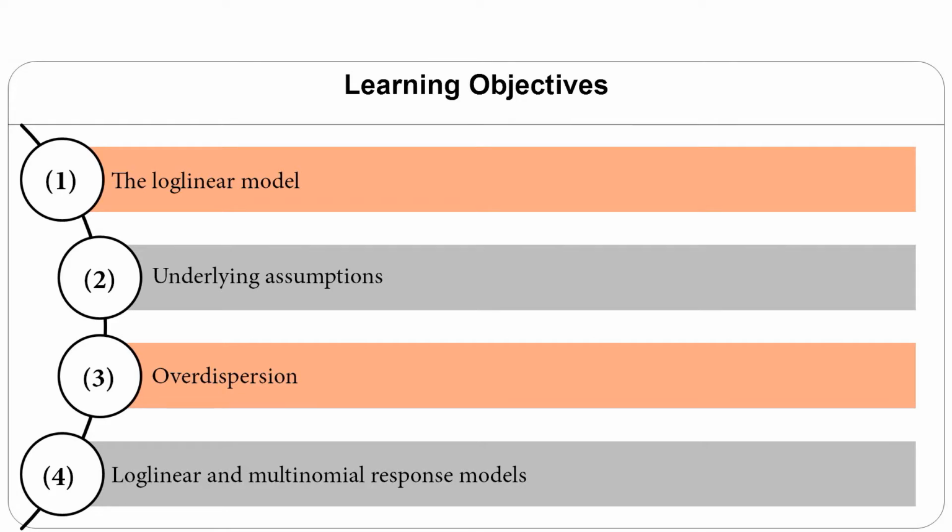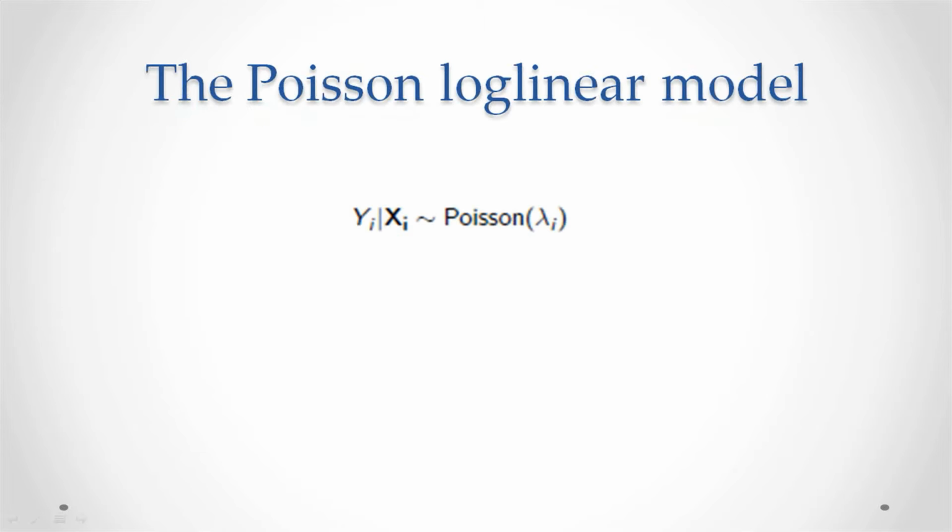The learning objectives for this module. We will first mention the log linear model, which is the standard model, as you know, for count data. We will look next at the underlying assumptions of the standard model and see that they can often be restrictive. We shall look in more detail at the situation of over-dispersion, and finally we will see that there is a connection between the log linear and the multinomial response model. The Poisson log linear model.